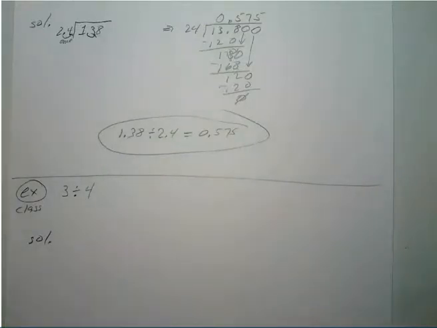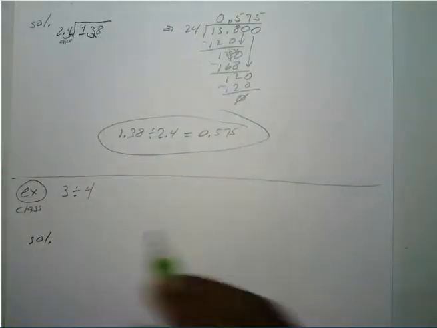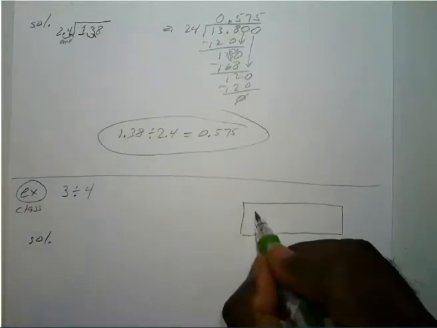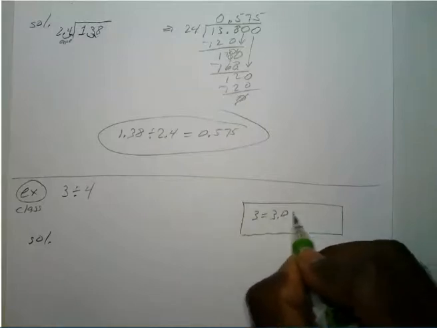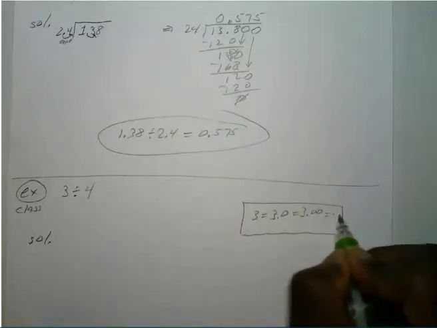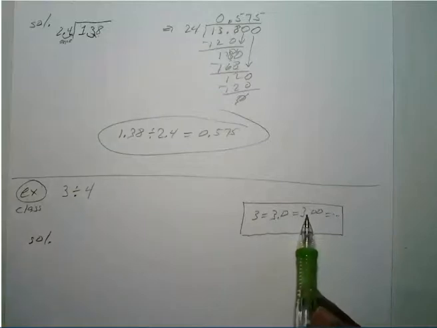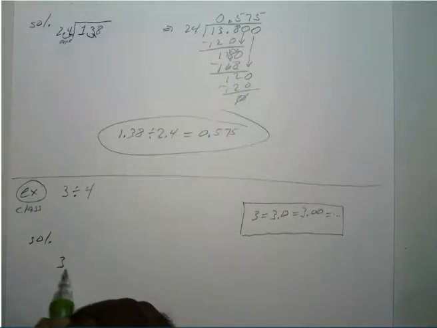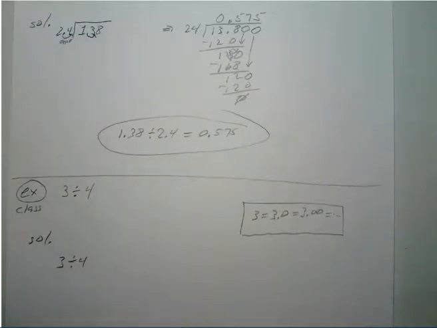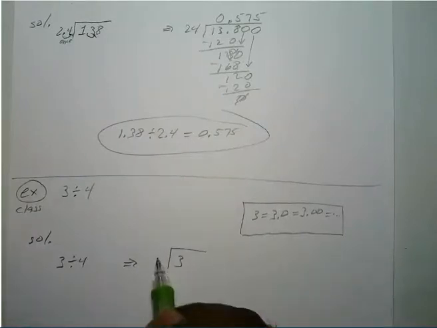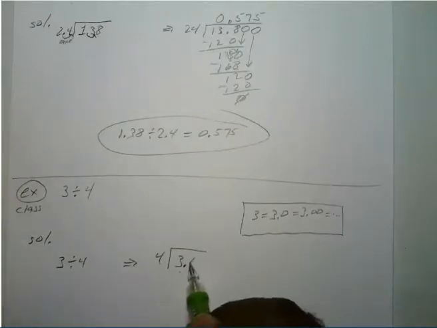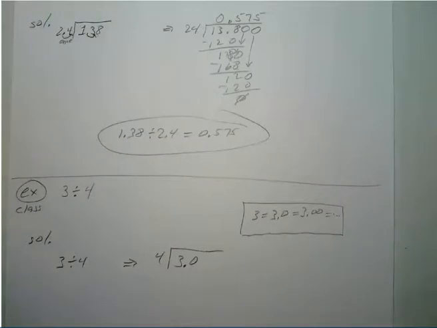All right, so I'm assuming you've already worked this one out. So remember, 3 is the same as 3.0, it's the same as 3.00, and it keeps on going and going and going. As long as you add decimal digits of 0, it'll be the same thing. All right, so we know that 3 divided by 4 will become 3 divided by 4. Okay, but instead of 3, we're going to make this 3.0, which is the same value. Remember, 3 is equal to 3.0.